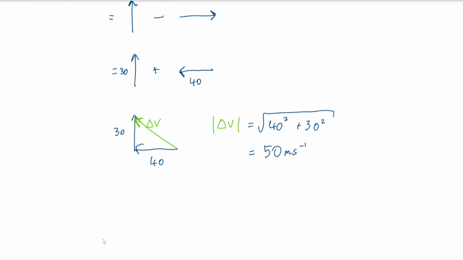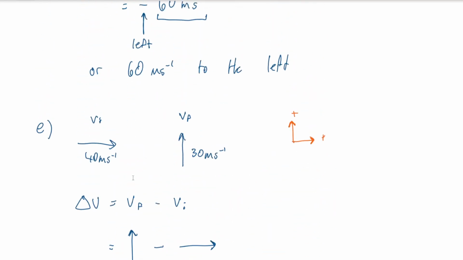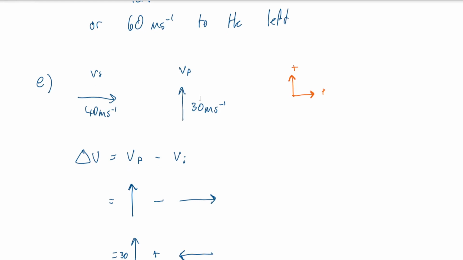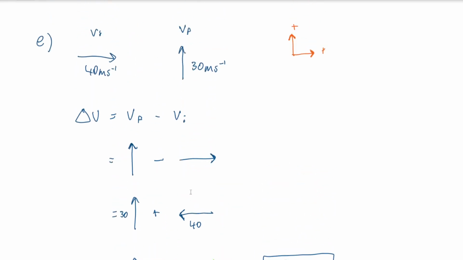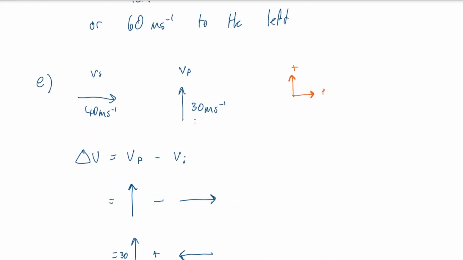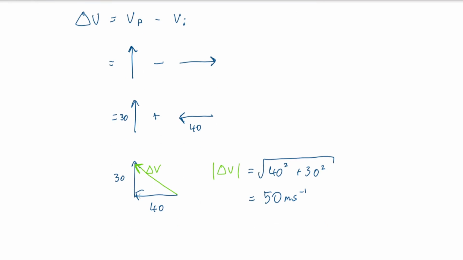However, we need to specify the direction. So looking at this diagram and thinking of the context, it's pretty clear that for the batter to remove all of this velocity that's to the right, a big portion of it must be to the left. So that's the 40 to the left, as well as it adds 30 meters per second upwards, right? 30 meters per second upwards. So the direction is northwest-ish, but we need to be more specific than that.